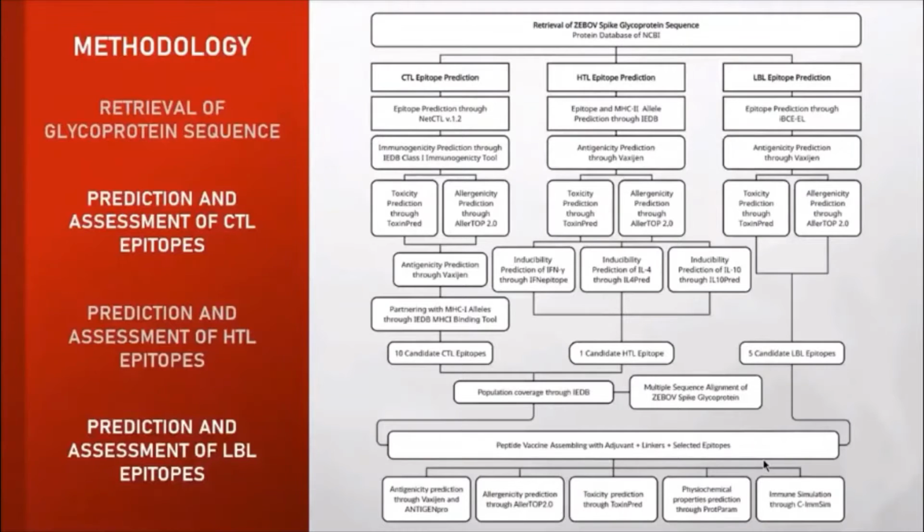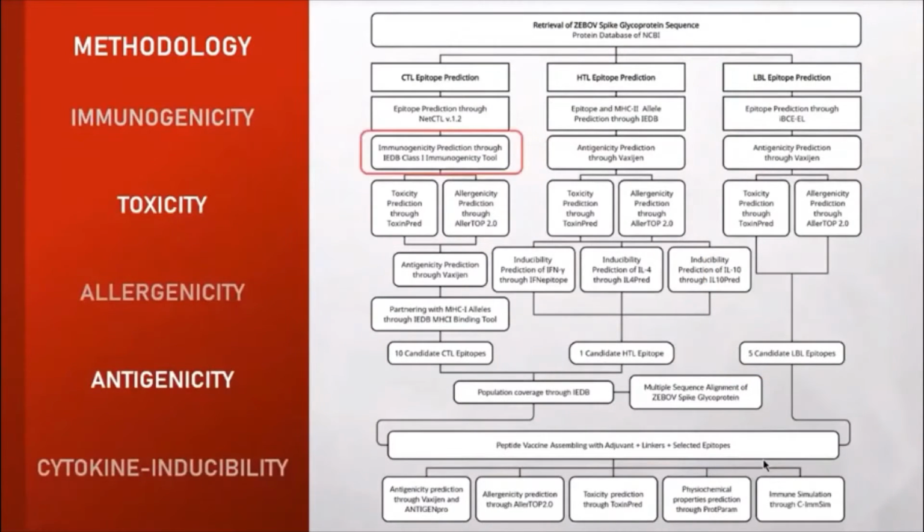So for the methodology, number one, NCBI will be used for retrieving the FASTA sequence of the targeted protein. NetCTL will be used for CTL prediction, IEDB will be used for HTL prediction, and IBCEEL will be used for LBL prediction. Their assessment is done by checking first the immunogenicity for CTL epitopes, toxicity, allergenicity, and antigenicity. And finally, cytokine inducibility for HTL epitopes.